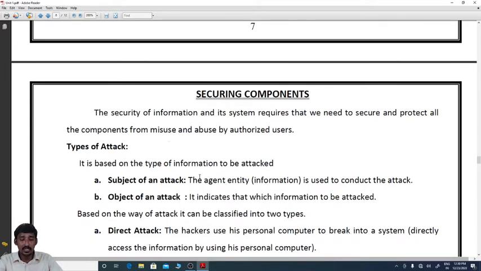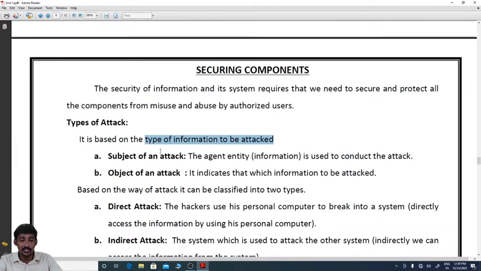Based on the type of information attacked, an attack will be classified as a subject of attack or an object of attack. The subject of attack means that by using some particular information, the attack is happening. The object of attack means that we mainly focus on particular information for attacking. So that is called an object of attack.